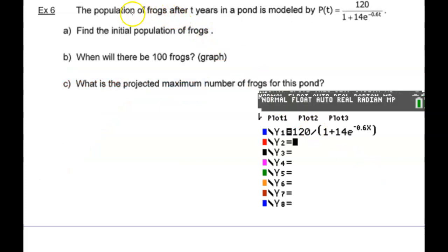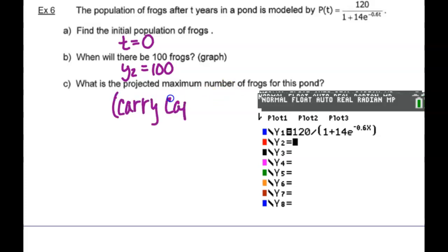All right, so the population of frogs after t years in a pond is modeled by this. We're going to find the initial population of frogs by putting in t equals 0. When will there be 100 frogs? We're not going to try to work this backwards. We're just going to graph the line. Y sub 2 is 100. And what is the projected maximum number of frogs? That's the carrying capacity. Did anybody notice where that carrying capacity always is?